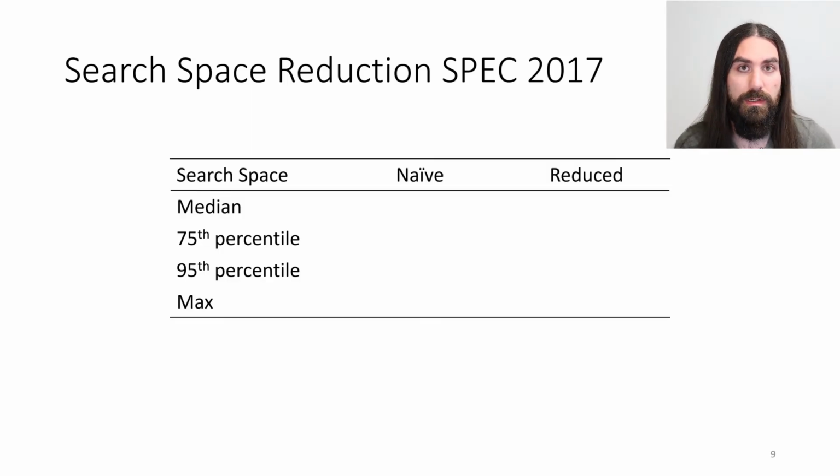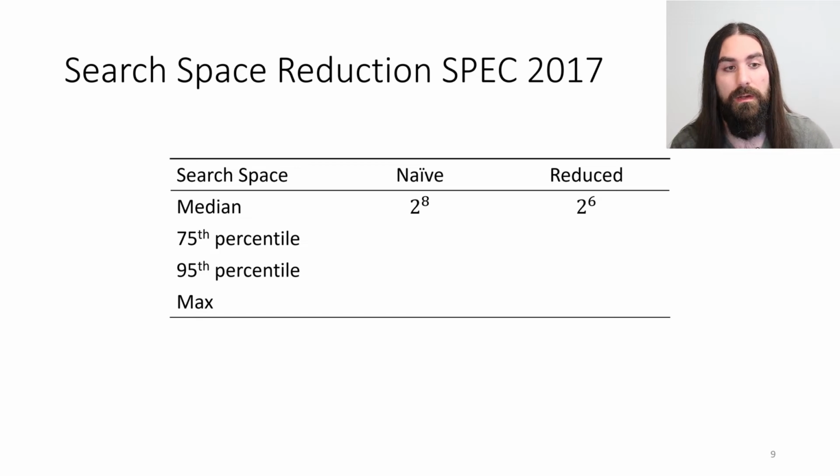This reduced search space allowed us to exhaustively search a large part of the SPEC 2017 benchmark suite for the optimal. We evaluated around 1,100 files. In the median case, the naive search space size was 2 to the 8 compared to 2 to the 6 in the reduced, meaning that if we wanted to exhaustively evaluate half the files, we needed at most 2 to the 6 evaluations per file. For the 75th percentile, the reduction is even larger, from 2 to the 18 down to 2 to the 11.